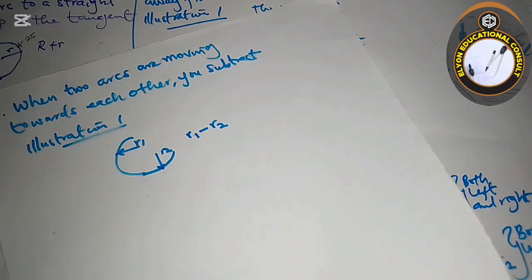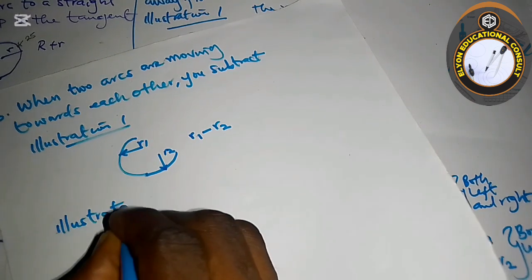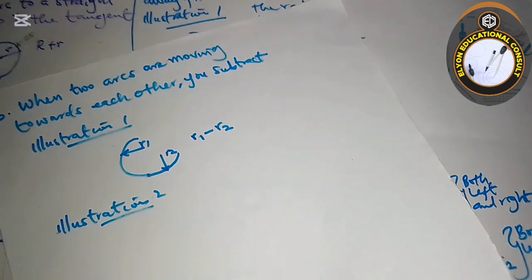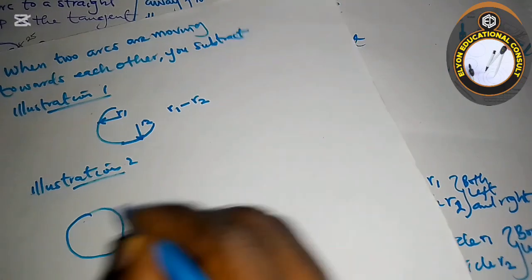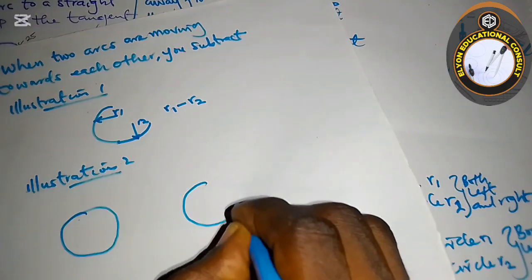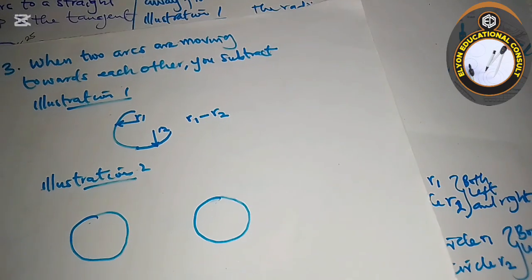Let's look at another illustration now, which we explain that very well. So illustration 2 here. If you have two circles, you have these circles and another circle which can have the same center or may have a different center, and you have an arc.